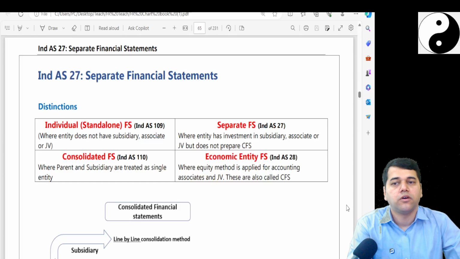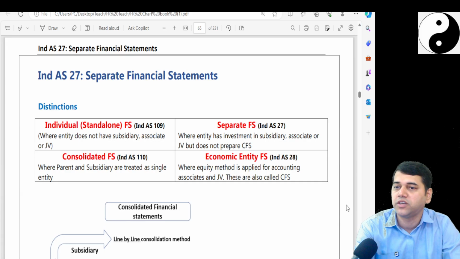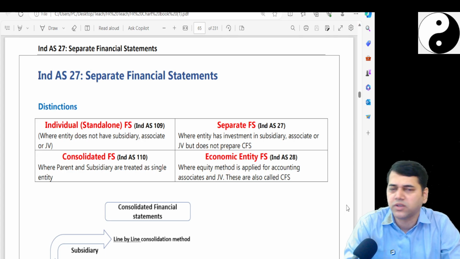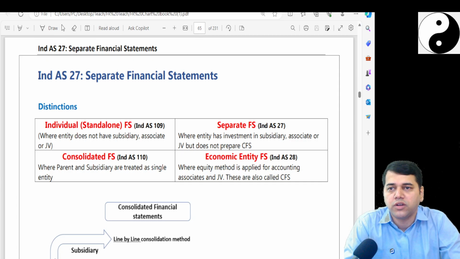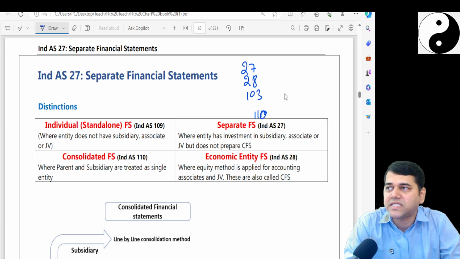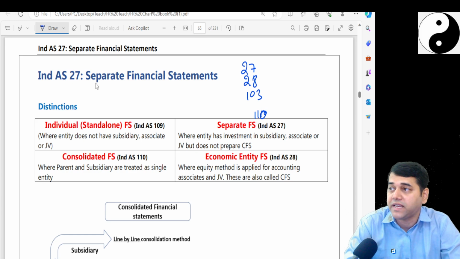So today onwards we'll start with the standards on consolidation. Before we proceed with the consolidation, first we need to start with Ind AS 27. There is a group of standards: Ind AS 27, 28, 103, 110. These are all the standards related to consolidation. So what does Ind AS 27 say? It is about separate financial statements.